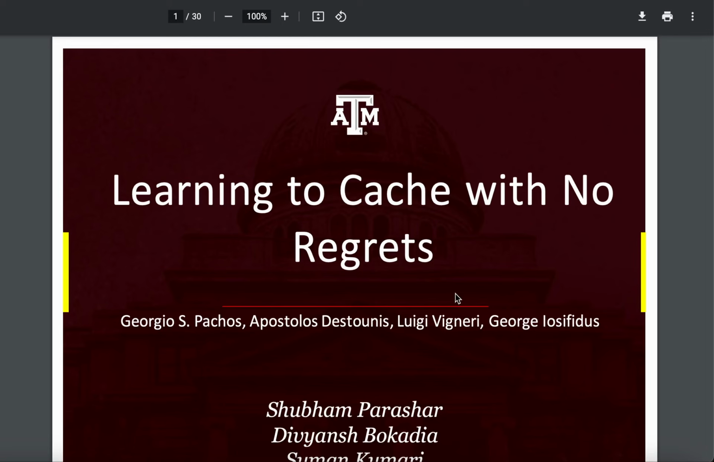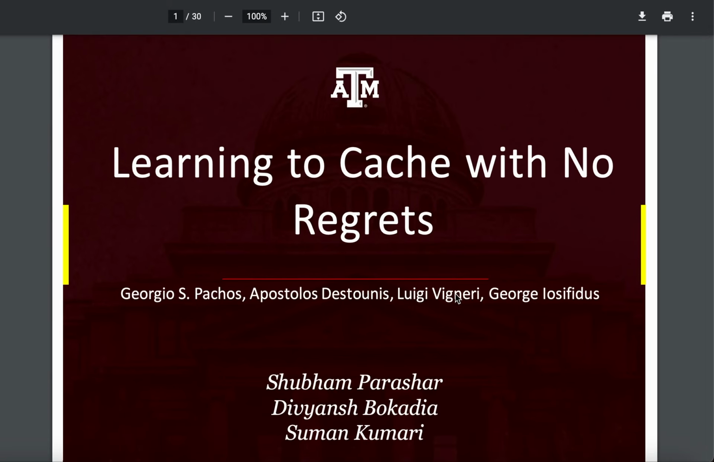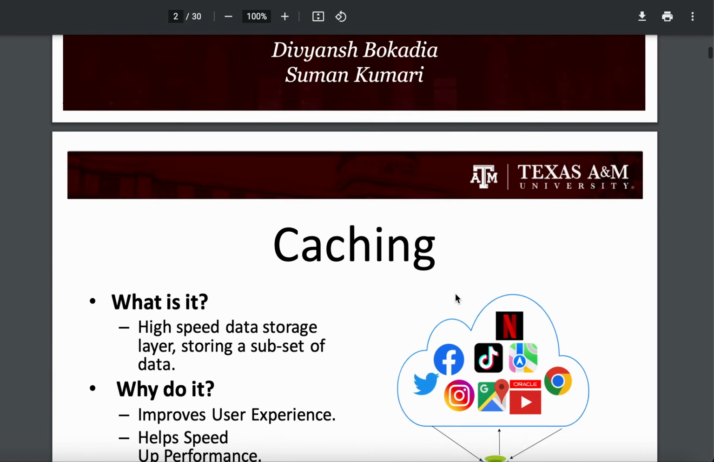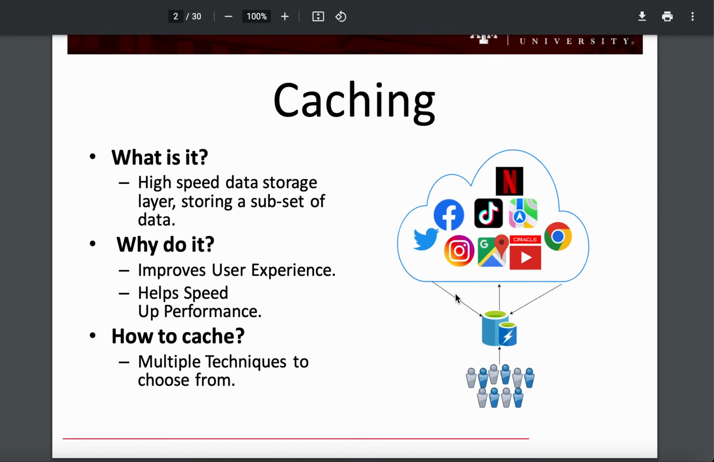I'm here with my team Divyansh and Suman to present the paper Learning to Cache with No Regrets. Before we actually get to the details of the paper, we need to understand what is caching, why should we do it, and how to cache, right?